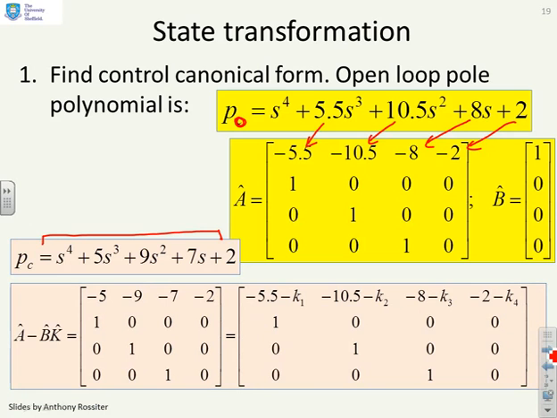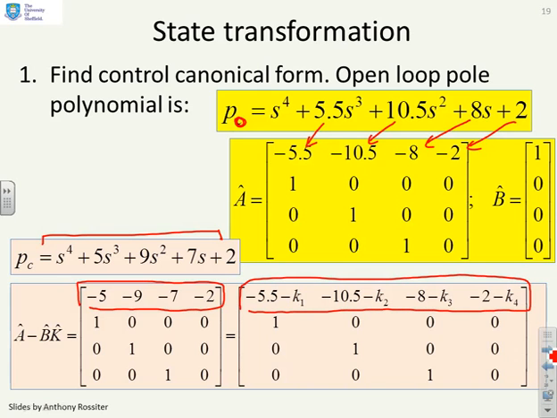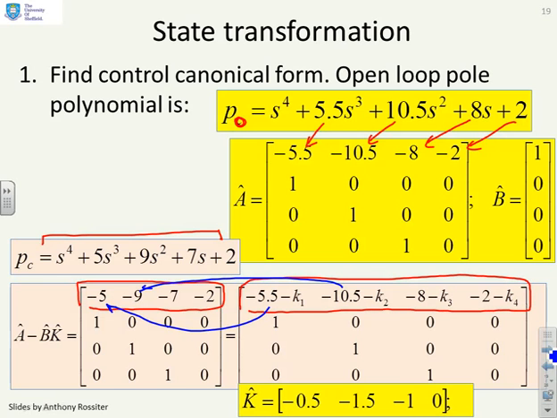So we want A hat minus B K hat to have a top row like this. But the top row we've actually got is this one here. We've got minus 5.5 minus K1, minus 10.5 minus K2, minus 8 minus K3, minus 2 minus K4. But to actually match up this coefficient with this one, this coefficient with this one, and so on, is relatively straightforward, and you can see pretty much by inspection K hat is going to be minus 0.5, minus 1.5, minus 1, and 0.